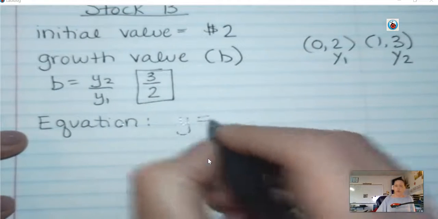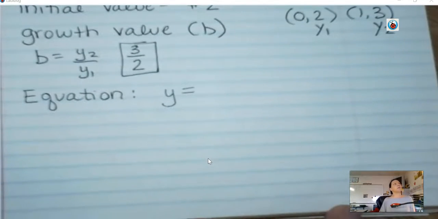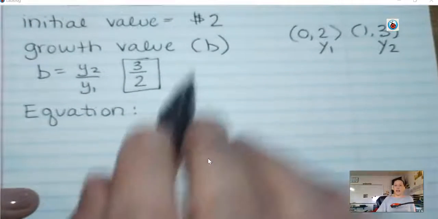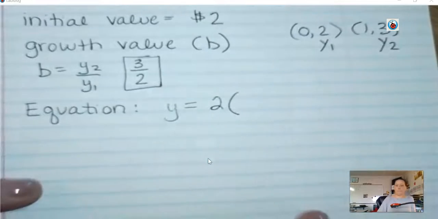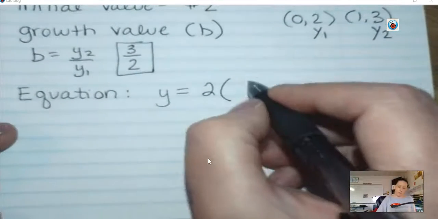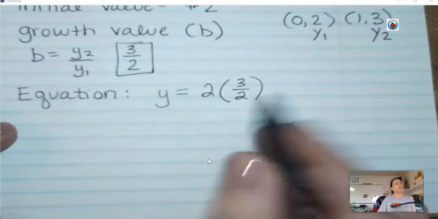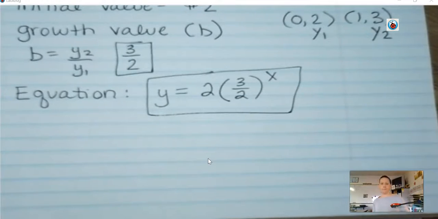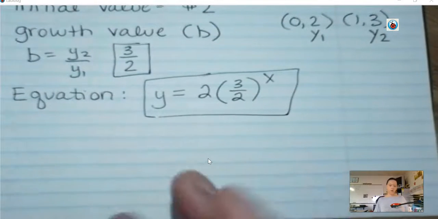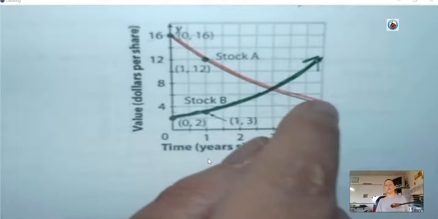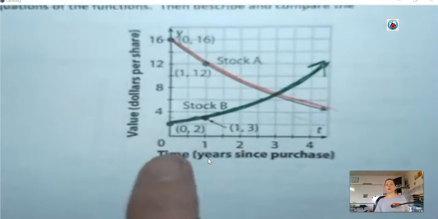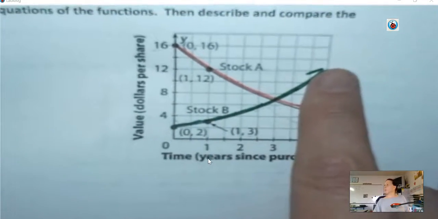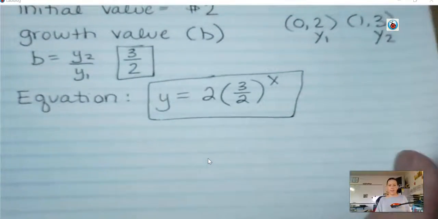It's always going to be y equals, or f of x equals, then a, the initial value, that's your $2, times your b, which is 3 over 2, or 1.5, and then raise it up to your x power or to your t power. And if it says to compare them, stock A is a decay. It's coming down. And stock B is a growth. It's going up.